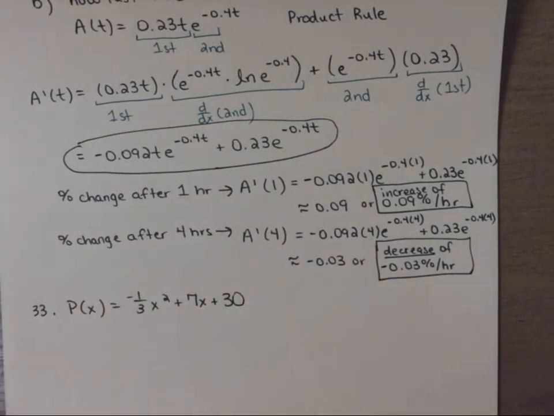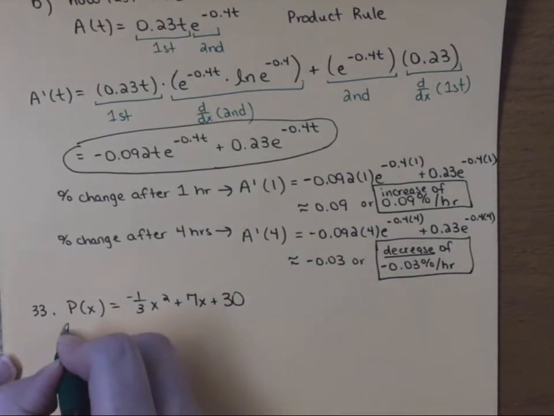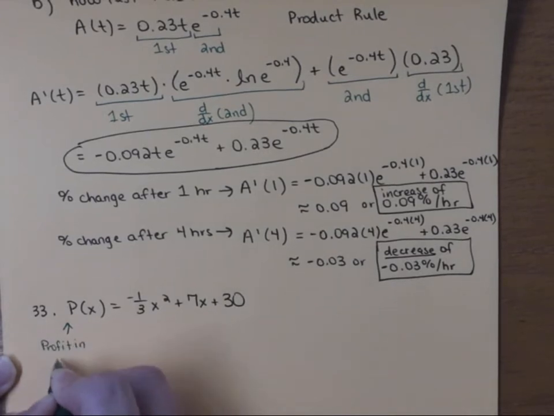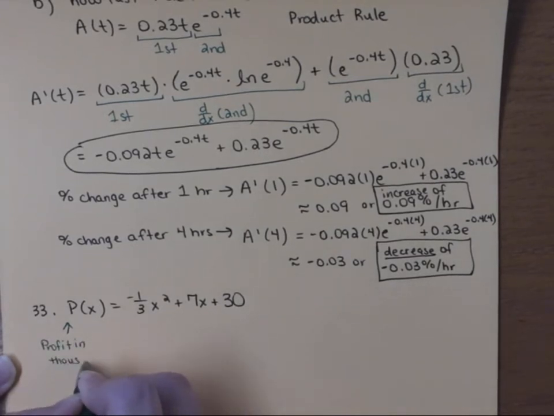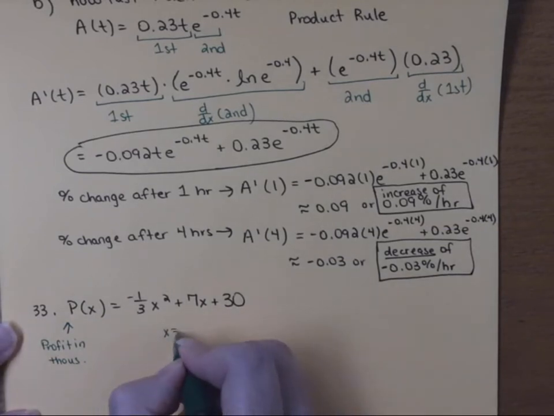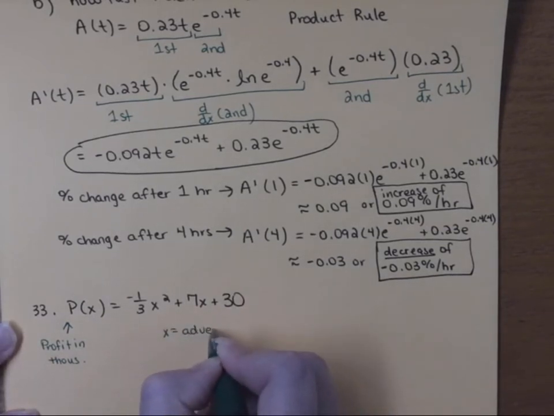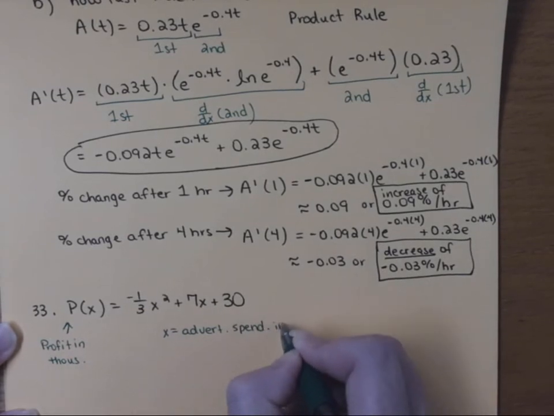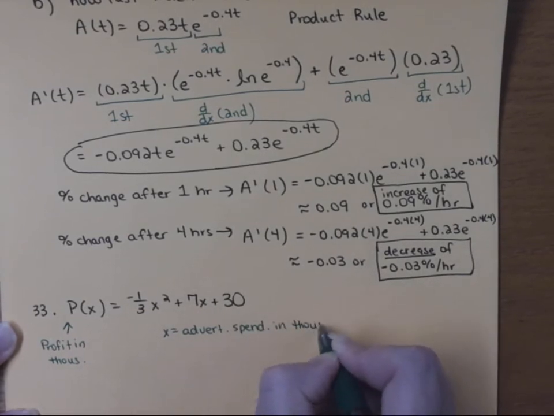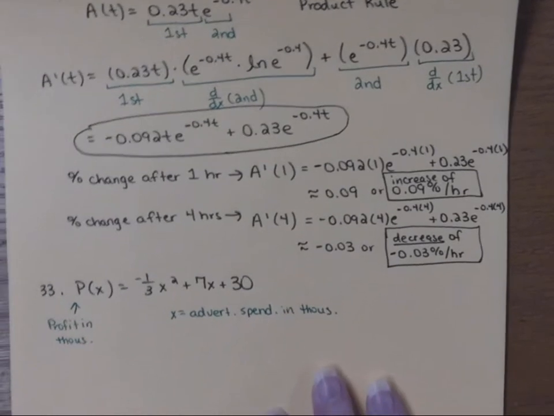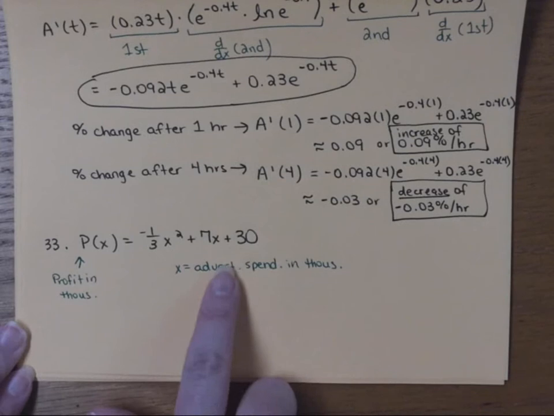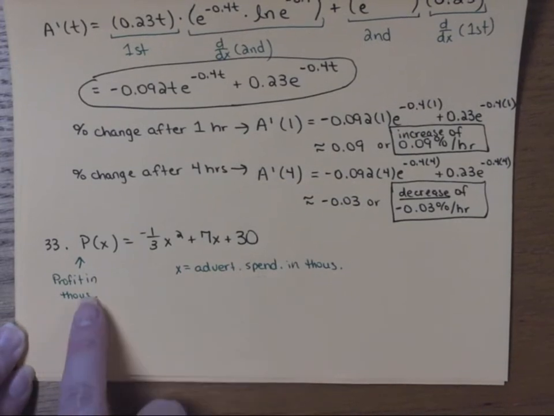Okay, again, make sure you pay attention to what things stand for. This is the profit in thousands, and X is the advertising spending in thousands. In other words, we're going to spend a certain amount on advertising and see, does that increase my profit or not? Because frankly, I probably don't want to spend the money on advertising if it's not making a positive difference in my profit, right?